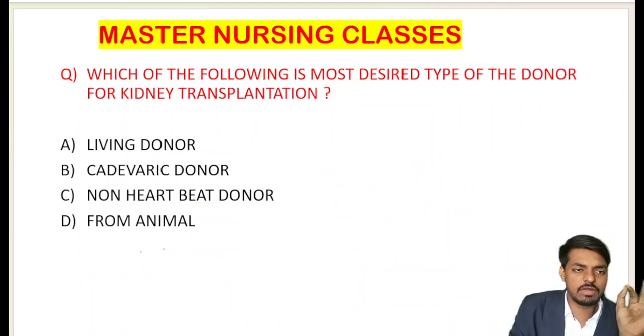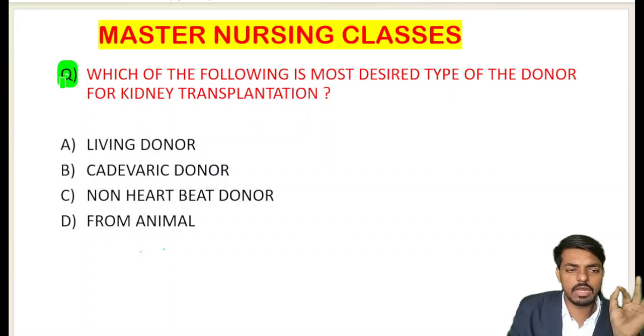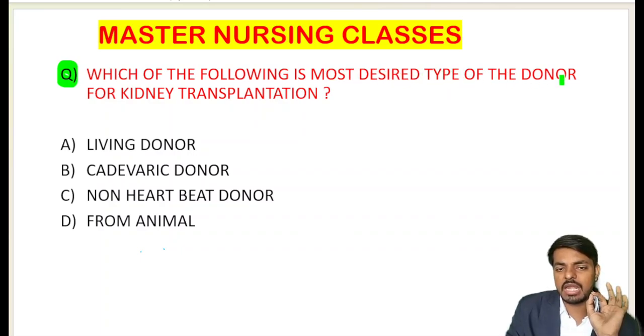Here is the next question in front of you all. Read the question carefully and try to answer. The question is: which of the following is the most desired type of donor for kidney transplantation? So what is the examiner asking? The most desired type of donor.